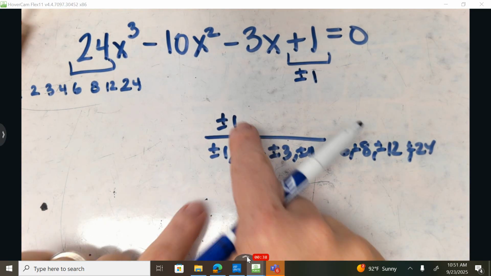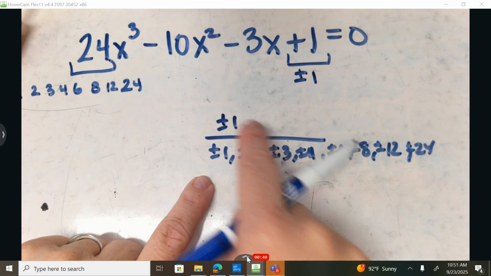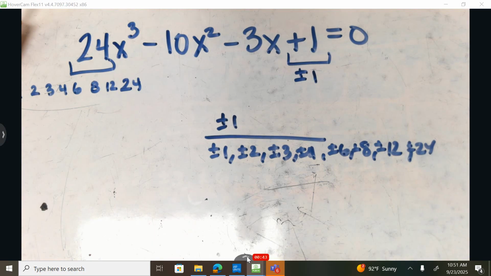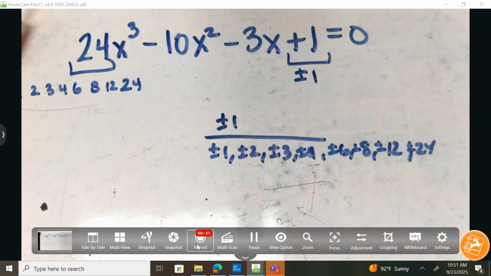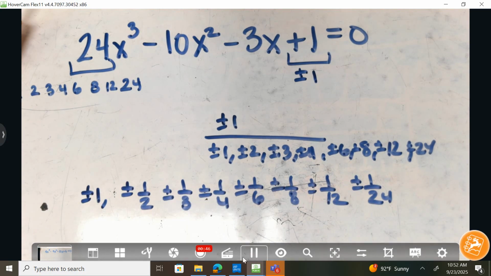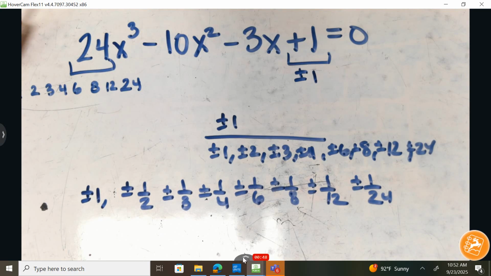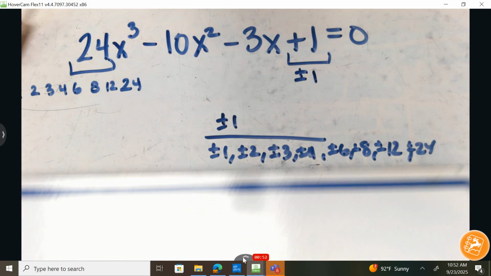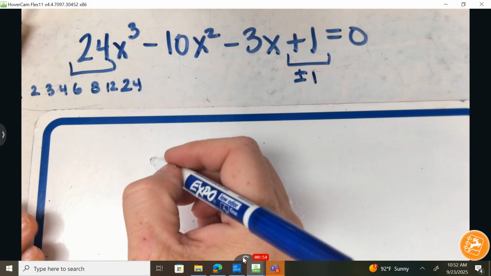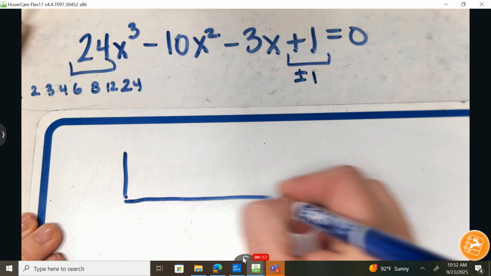Okay, so 1 over 1, 1 over 2, 1 over 3, 1 over 4, 1 over 6, 1 over 8, right? Oh my goodness, that's a lot. Let me press pause and write them down. Okay, so I have them down. Now, obviously, I'm going to test 1 and -1 because I'm hoping one of them works. So let me grab my board, and I'm going to come up here, and I can see nothing is missing.